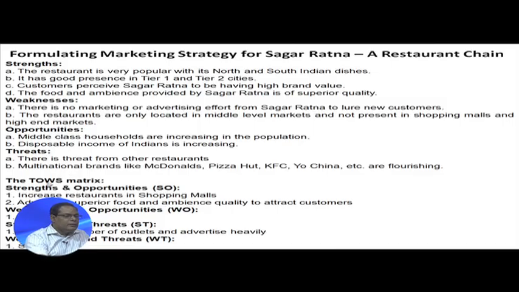From there, we can make the TOWS matrix of strategies, okay, which can be undertaken to provide Sagar Ratna with an advantage. That means, Sagar Ratna can take advantage of the opportunities and hedge their weaknesses and threats and move ahead smoothly. So, increase the restaurants in shopping malls. Since the restaurants are not present in the shopping malls, therefore, this has to be done. Increase restaurants in shopping malls, advertise superior food and ambience quality to attract customers.